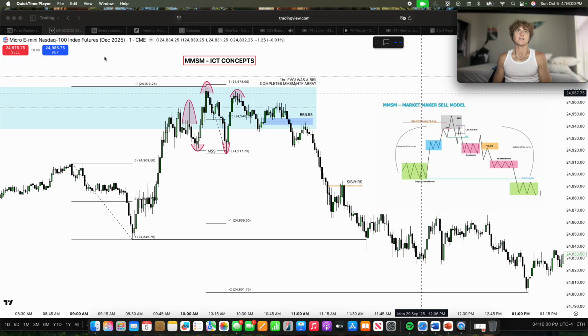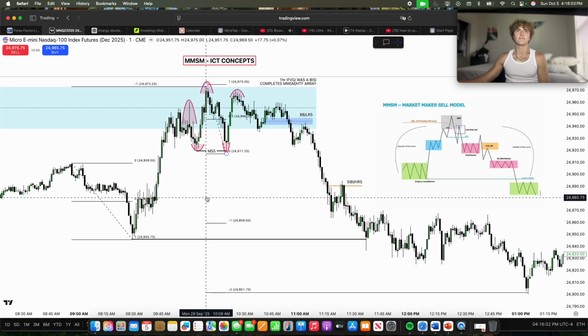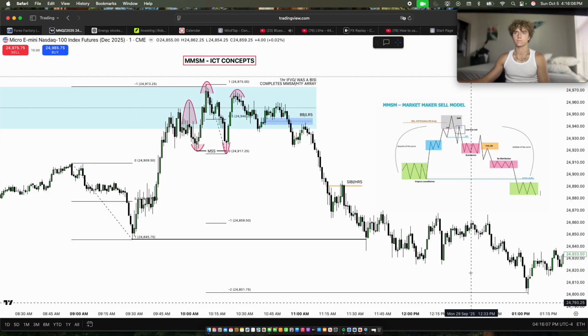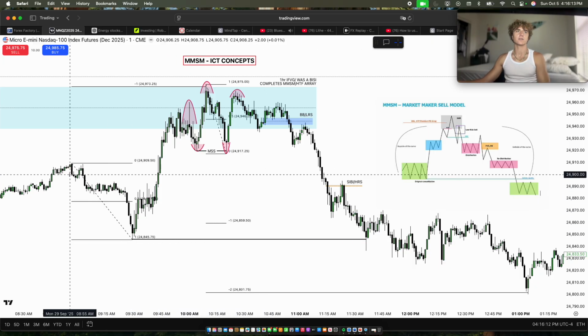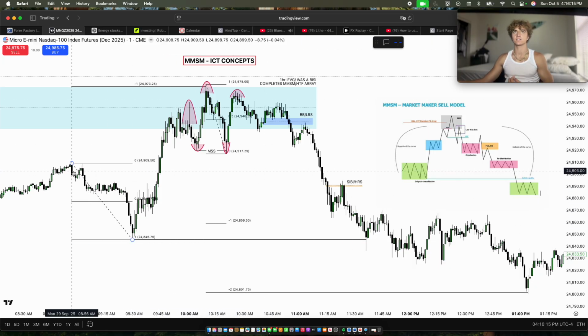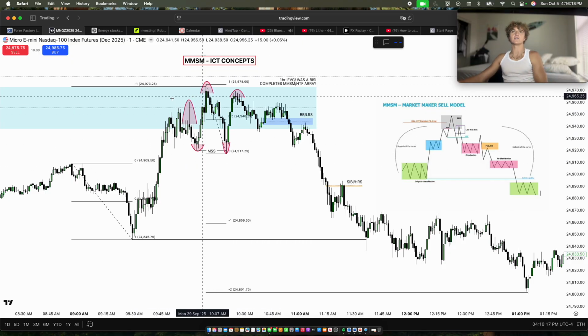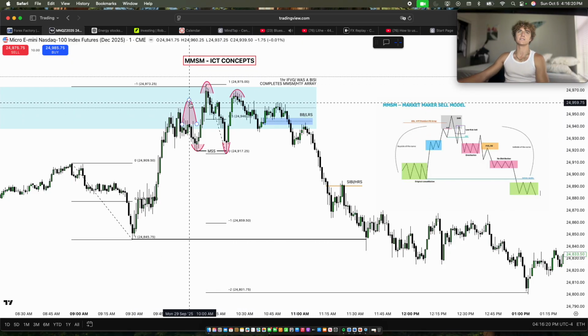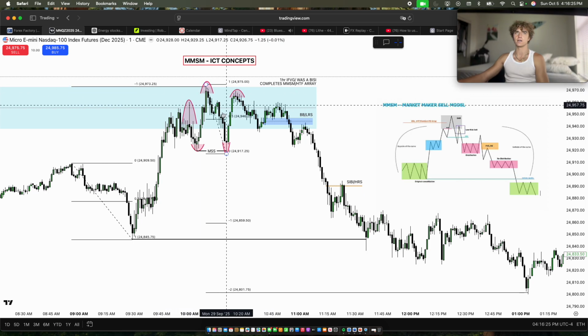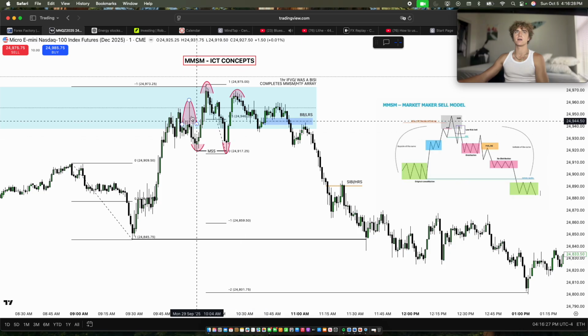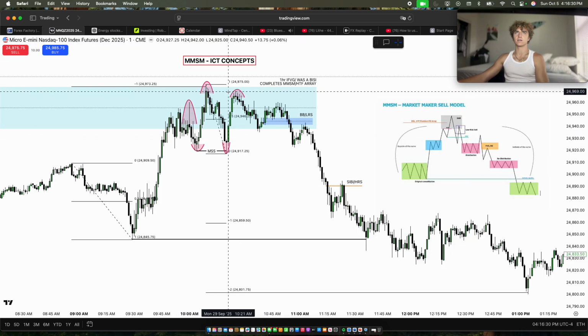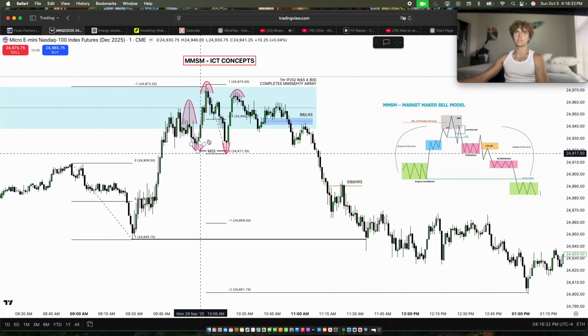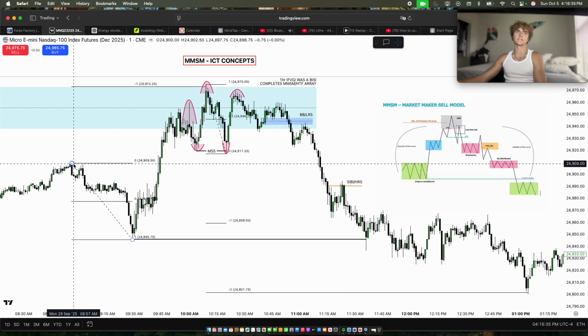So yeah, this is Monday of this week, the 25th. And we can see how we basically had a market maker sell model to the downside. I was just going through these highs, short-term high, long-term high, short-term high, and then short-term lows down here. I was marking out short-term high, higher high, lower high, and just going through price action. But we'll start from the beginning.